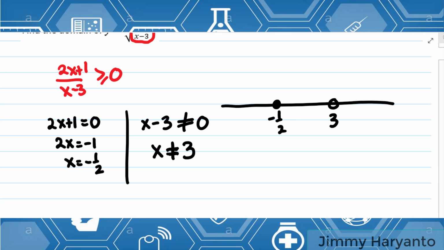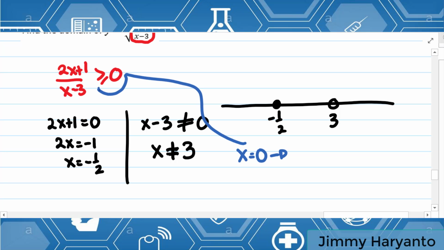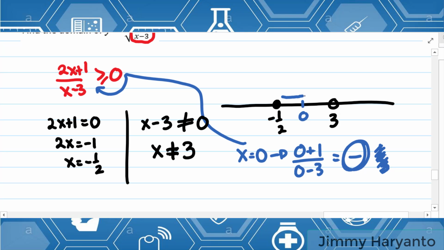And then you have to test for x equals 0. What is the result if x equals 0? 0 plus 1 over 0 minus 3 equals negative 1 over 3. Don't bother for the 1 over 3, we only need the negative. x equals 0 is right here, so the result is negative. Move to the other side will be positive, move to the other side again will be positive again.